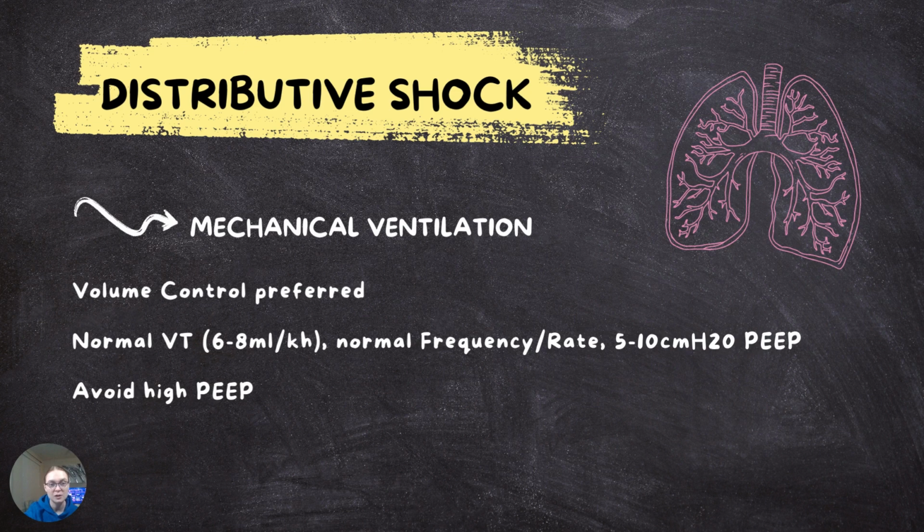For mechanical ventilation, volume control is the preferred mode. We want a normal tidal volume, so think 6 to 8 milliliters per kilogram of ideal body weight. We're going to have a normal frequency or rate somewhere between, say, 12 and 18. And then we are going to have a PEEP of 5 to 10 centimeters of water pressure.